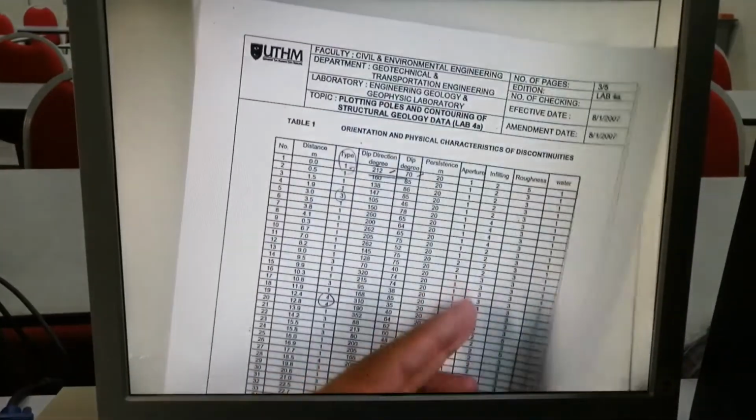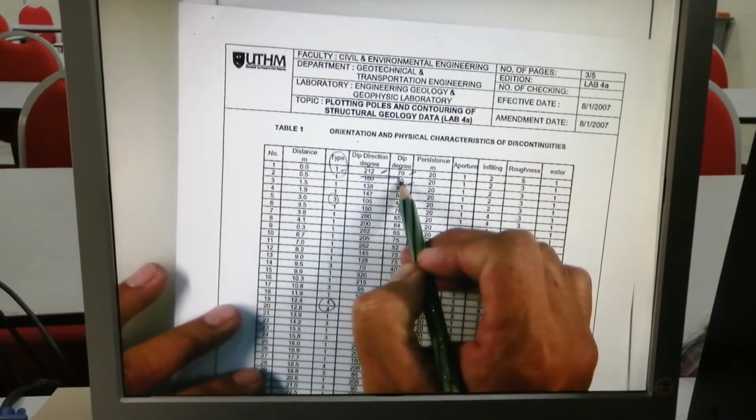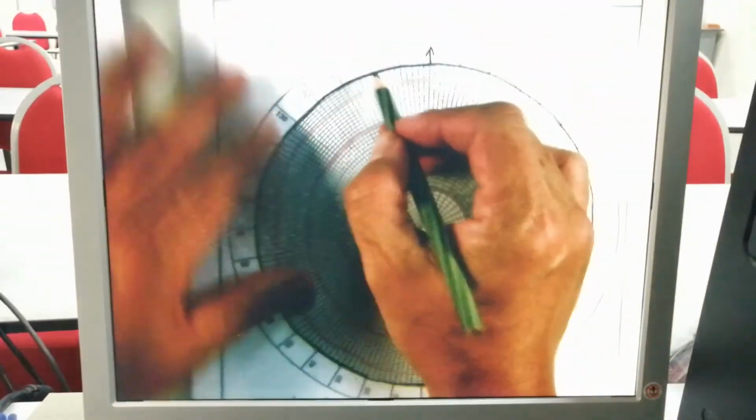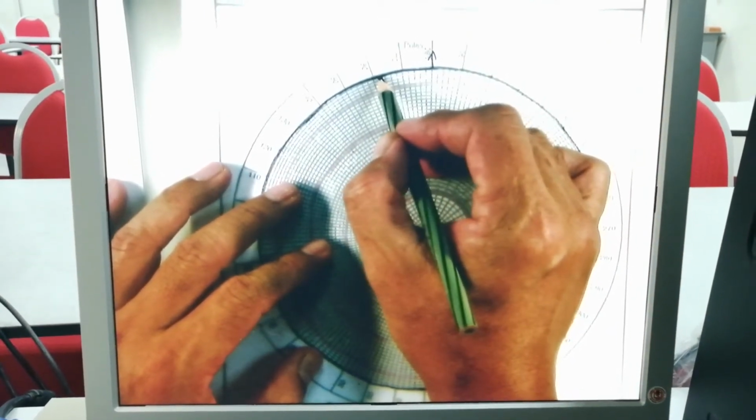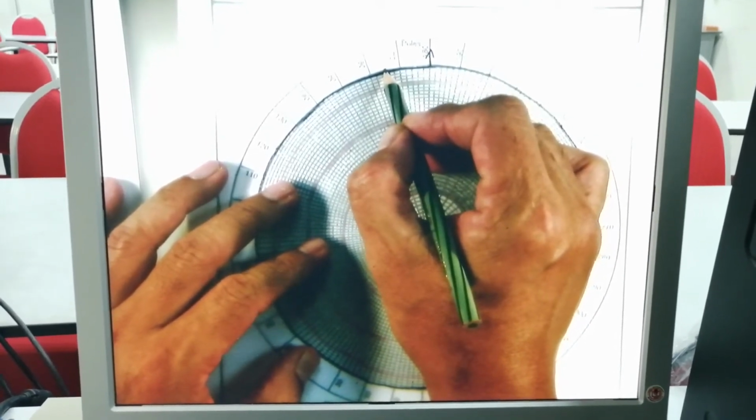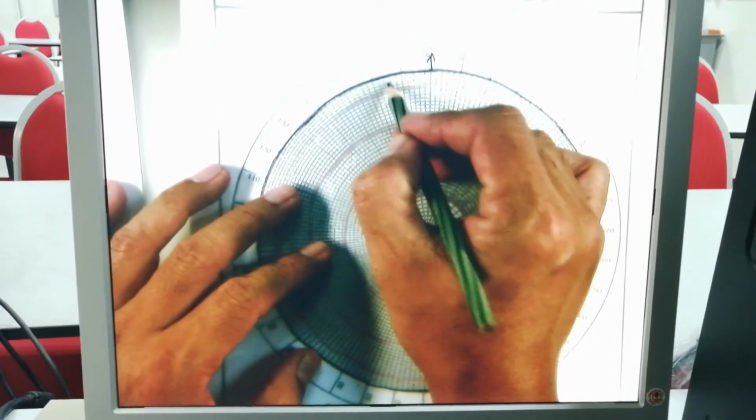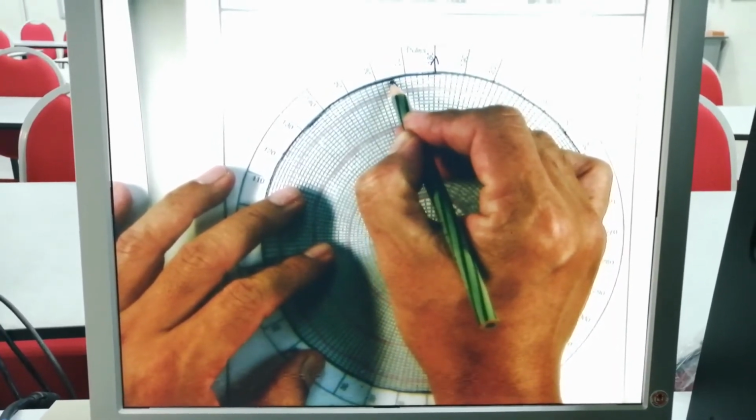The second data is here, 160 and 85. 160 is here and 85, 82, 84, 85 is here. This also is a joint.